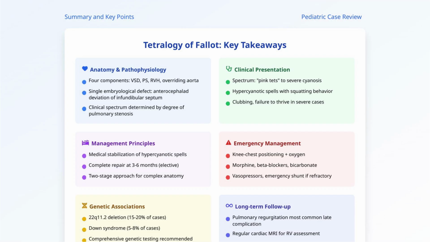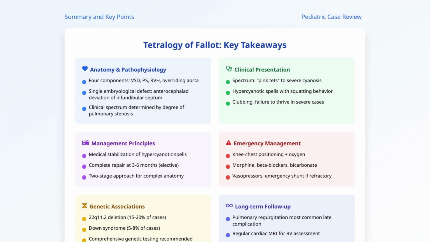Tetralogy of Fallot consists of 4 components: ventricular septal defect, pulmonary stenosis, right ventricular hypertrophy, and overriding aorta, all stemming from anterocephalad deviation of the infundibular septum. Clinical presentation varies along a spectrum from pink tets, with minimal cyanosis to severely cyanotic infants, depending primarily on the degree of pulmonary stenosis.